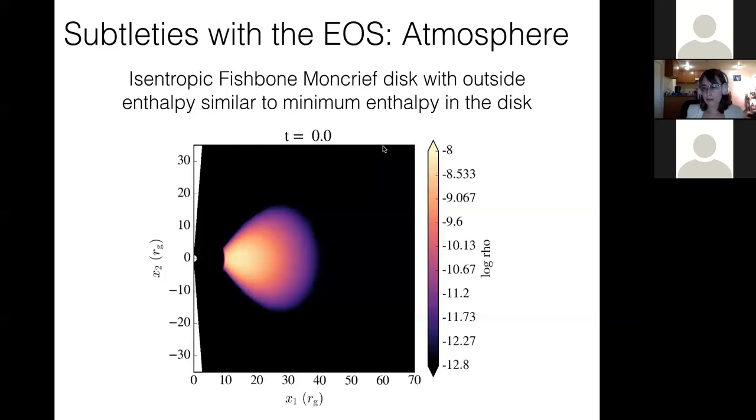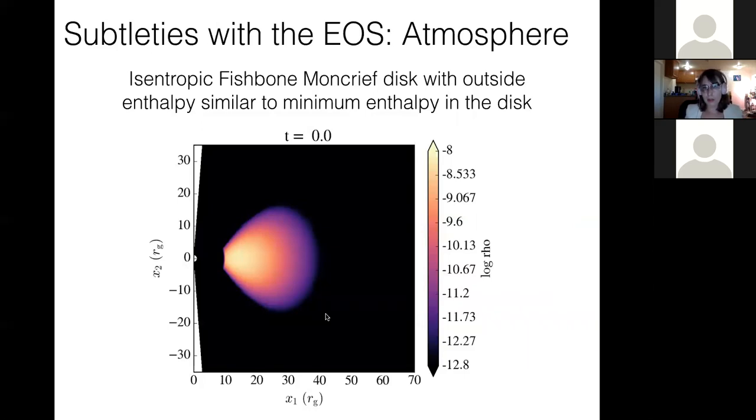So usually for the Fishbone-Moncrief disk, for the outer regions, what you need is that in the limit when the pressure goes to 0, which is a limit that the outer edges must have so that you are in hydrostatic equilibrium, then the enthalpy, well, the internal energy has to go to 1 in code units.